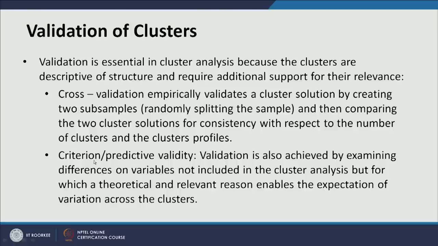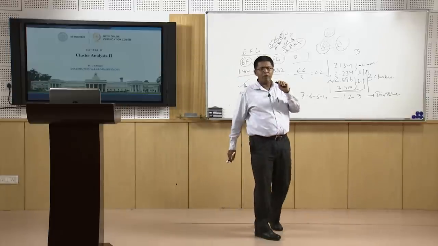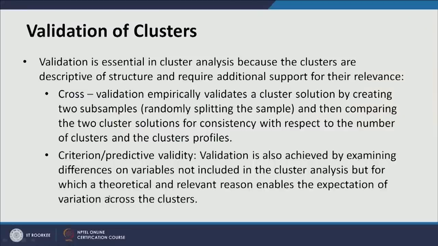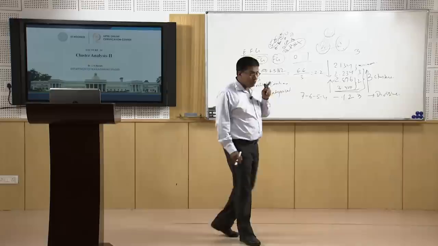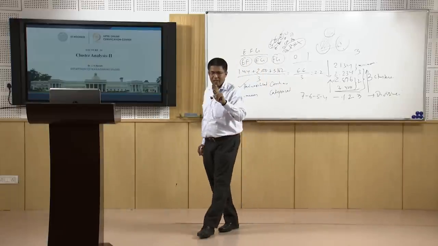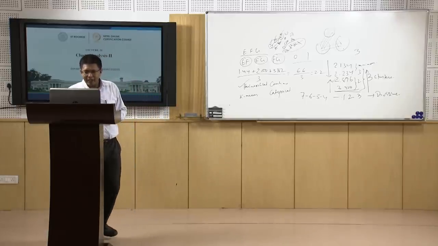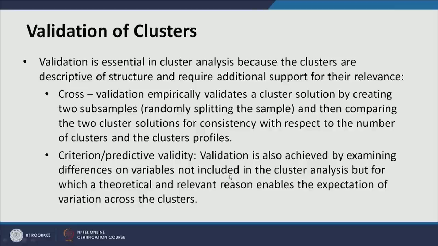That is one thing. The second thing is called the criterion or predictive validity. Take one variable or attribute which you have not used for the study. Suppose there is a variable you have not used in the study, but you know how this variable should be affecting the other variables used in the study. That is called criterion or predictive validity. It is achieved by examining differences on variables not included in the cluster analysis, but for which a theoretical and relevant reason exists in my mind as a researcher.